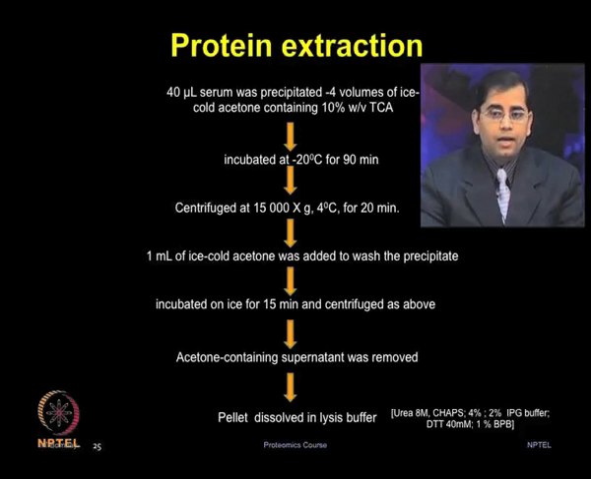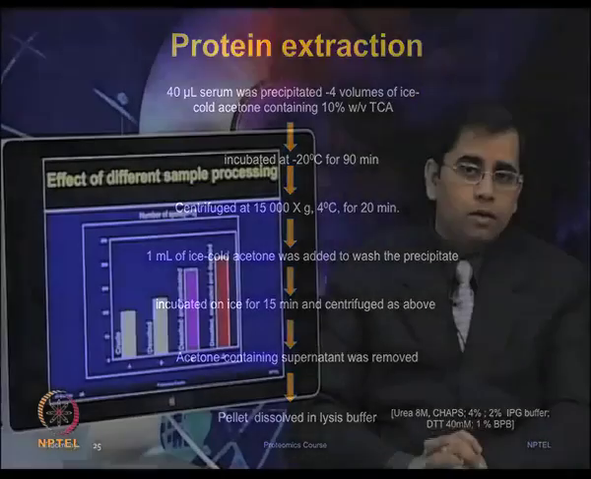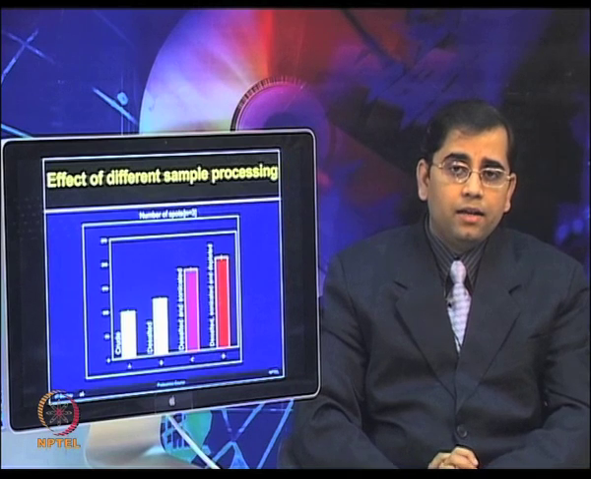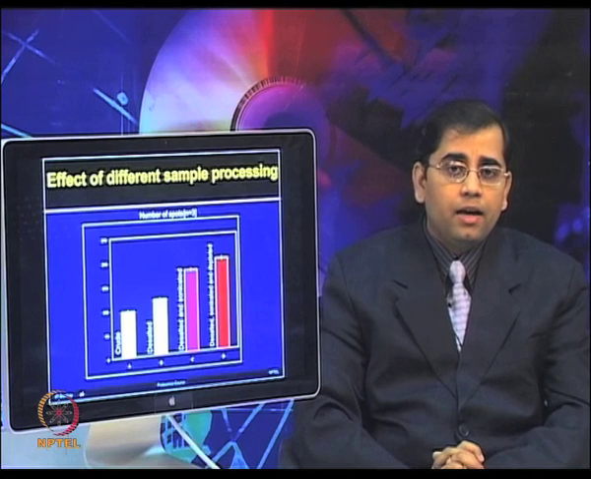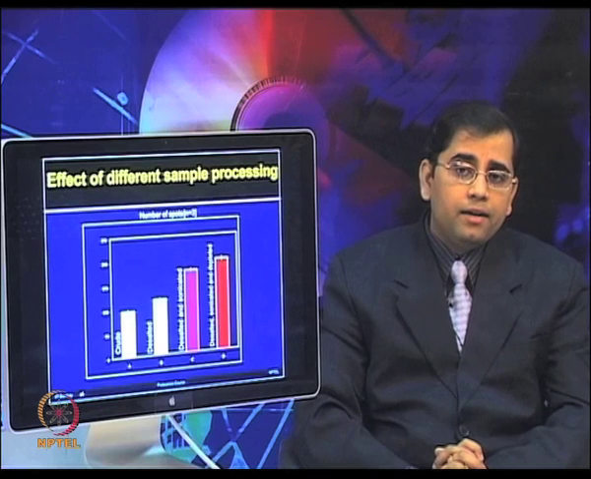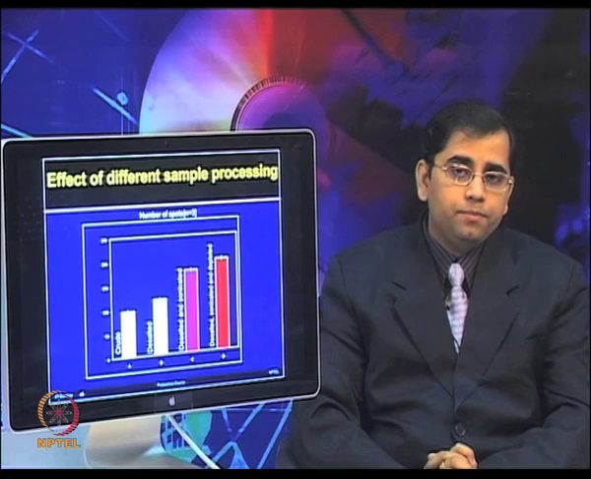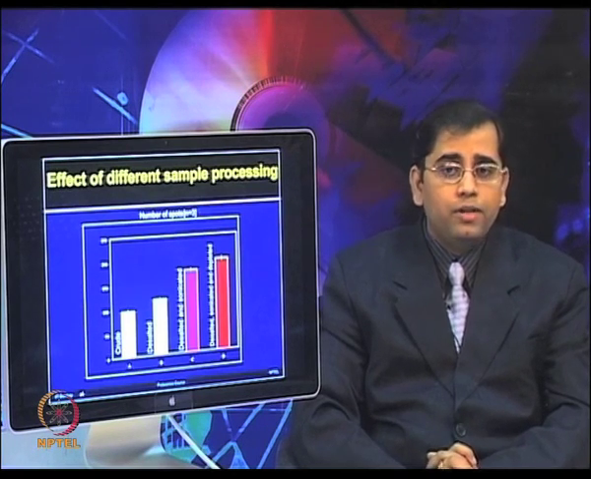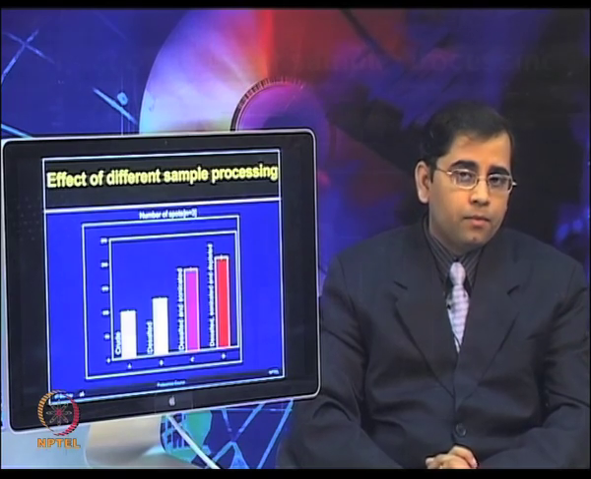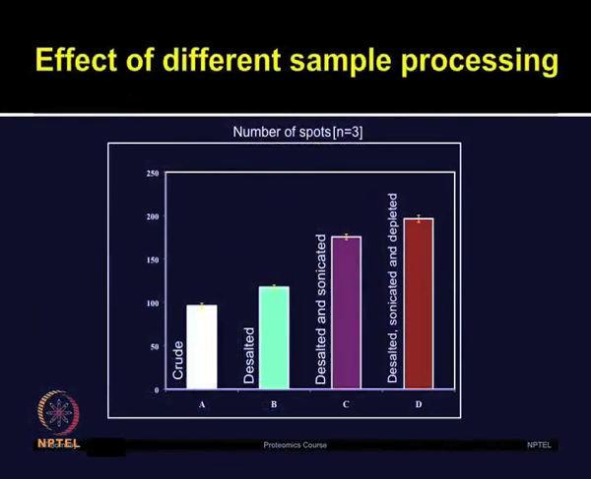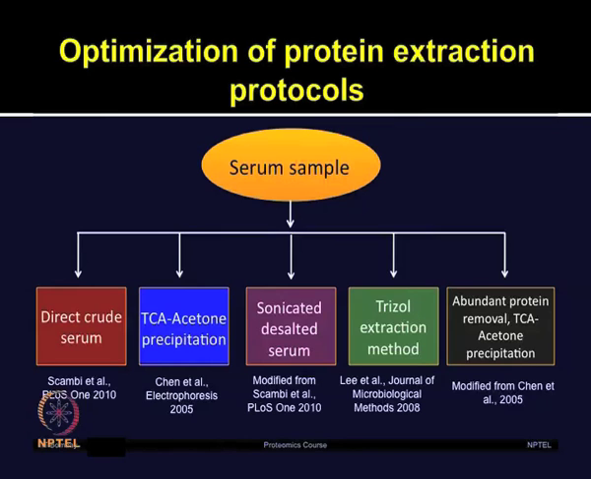You can use urea, CHAPS, IPG buffer, DTT and BPB. From the previous study we looked at replicate gels, and n is 3 here, and we found that the desalted, sonicated and depleted sample gave us the largest number of spots on the gel as compared to crude alone, desalted alone, or desalted and sonicated. These studies were performed on the small strips to standardize the procedure, but we were able to draw the conclusion based on the reproducible pattern obtained in these gels, and then we applied the desalted, sonicated and depleted conditions for processing all the samples.